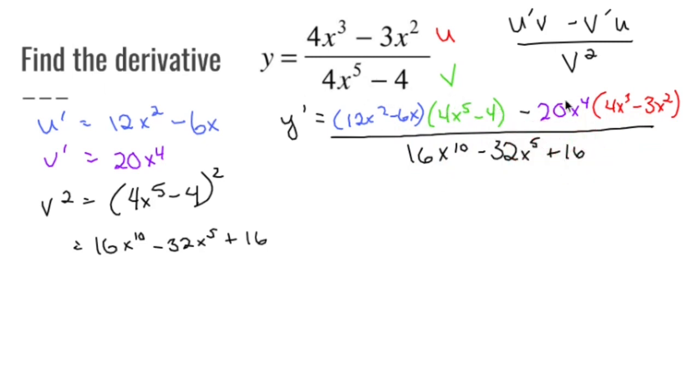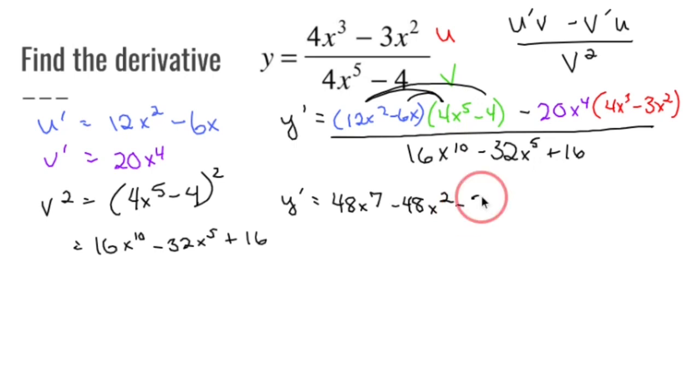So let me FOIL this out and then distribute that and see if any magic happens, see if anything disappears. It's possible. I don't know. Maybe I could do some factoring. Maybe, maybe not. We'll see. 12x squared times 4x to the 5th is going to be 48x to the 7th. 12x squared times negative 4 is negative 48x squared. Negative 6x times positive 4x to the 5th is negative 24x to the 6th. Negative times a negative is a positive 24x.